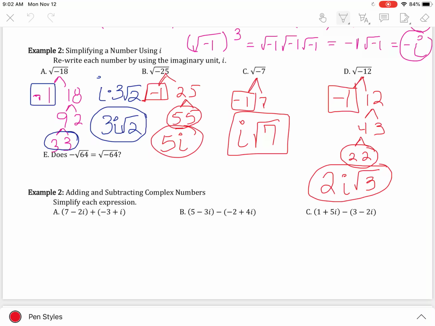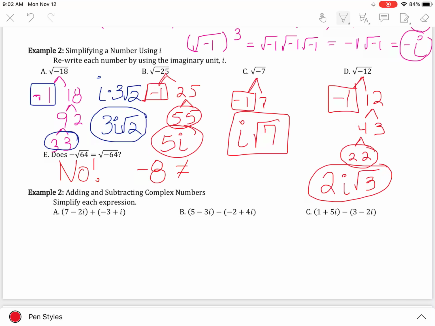Okay, if you are looking at letter E, the question says, does negative radical 64 equal radical negative 64? The answer is no. If you rewrite the first one, your answer would be negative 8, because you take the radical and then multiply it by the negative 1.